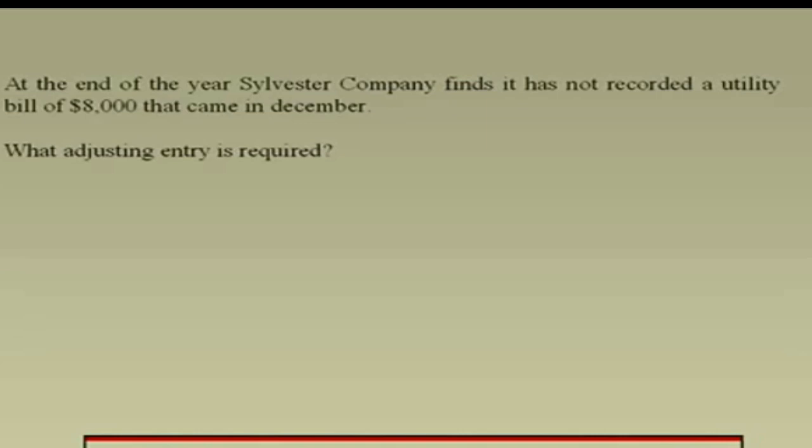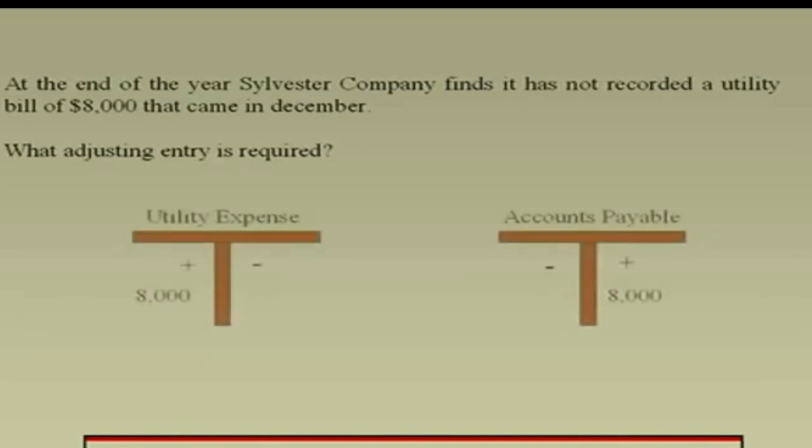Have you tried it? Here goes. You have an expense because you received the bill and the service. Expense goes up 8. You owe money to a supplier, so accounts payable liability is plus 8,000. Shall we go on?